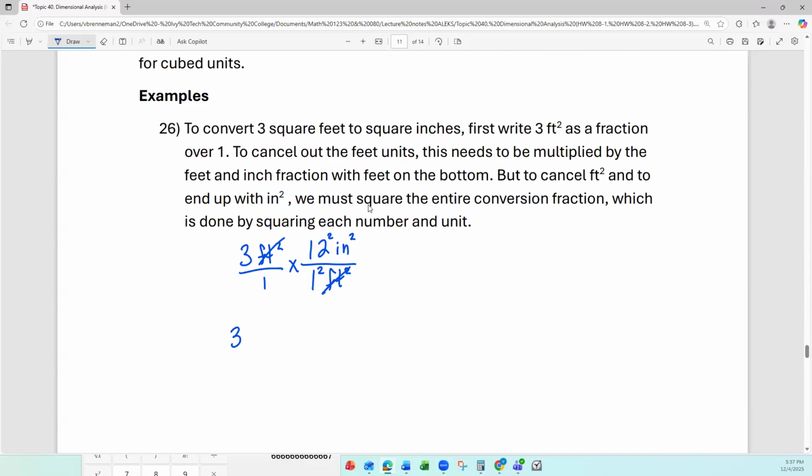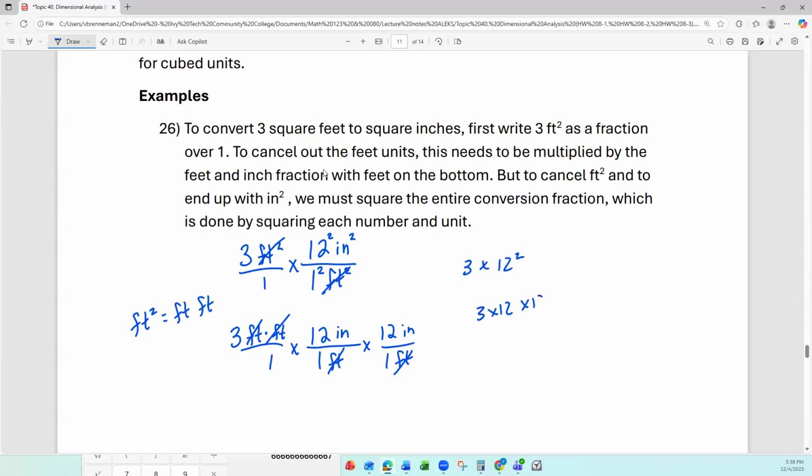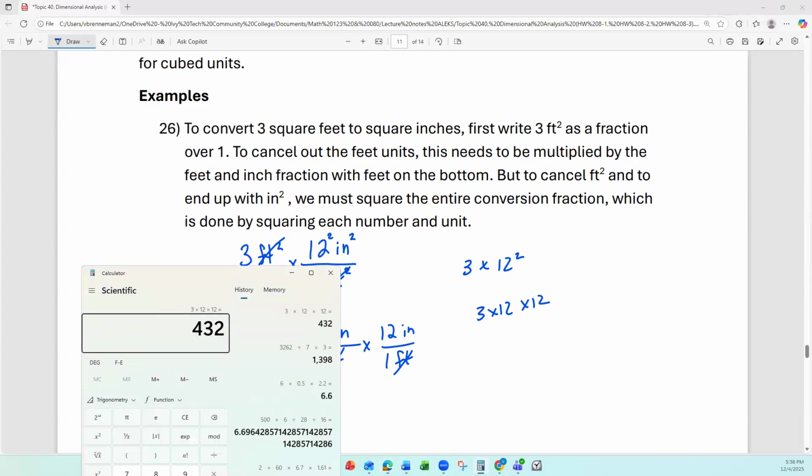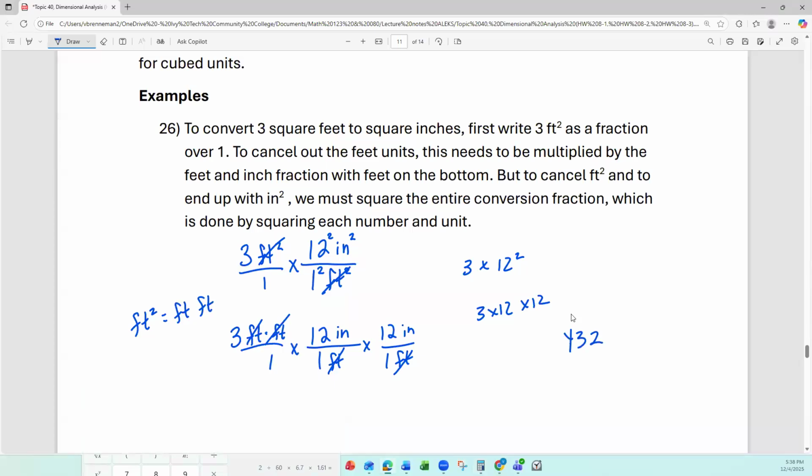Another way to do it is to recognize that square feet means we have feet times feet. So the feet unit, there's 2 of them. So if I do the 12 inches to 1 foot, that cancels out 1 of them. And then I need to do it again to cancel out the second one. And then I have inch times inch, and that's square inches. Either way, I'm taking 3 times 12 squared, or 3 times 12 times 12 again. 432 square inches.